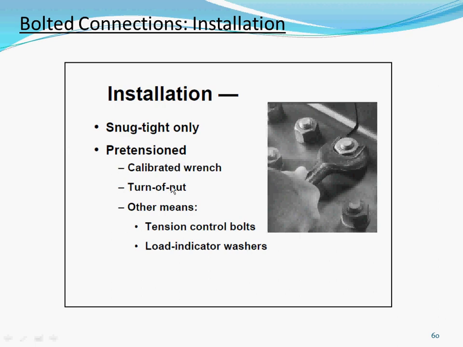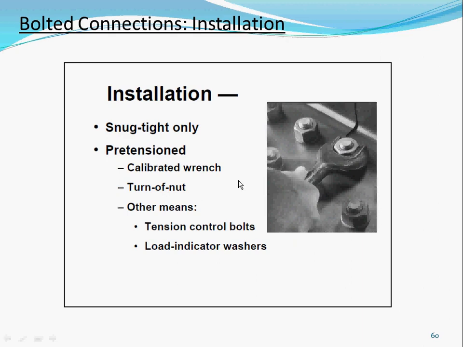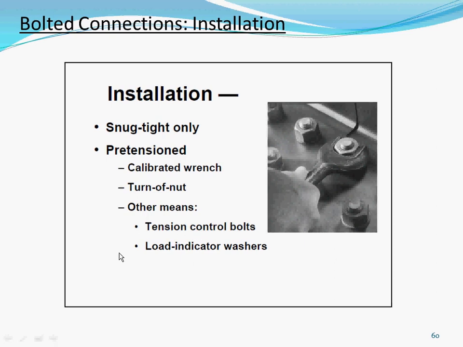The turn of the nut, this one is proven in testing before. What they do is they typically turn it snug tight and then they mark it, and then they want them to do an additional quarter turn or 3/4 turn. When they do that, then they know they get the pretension. Okay, these two are easier to see and easier to visualize by the inspector.